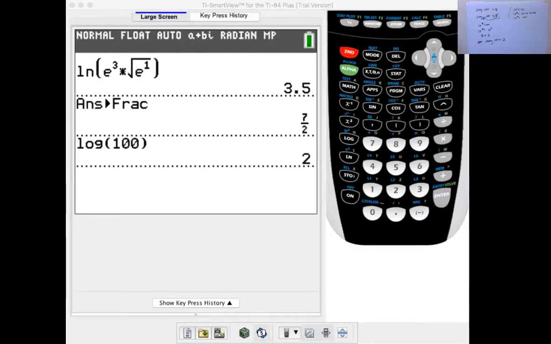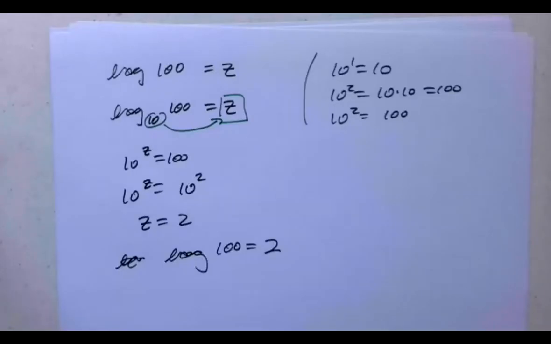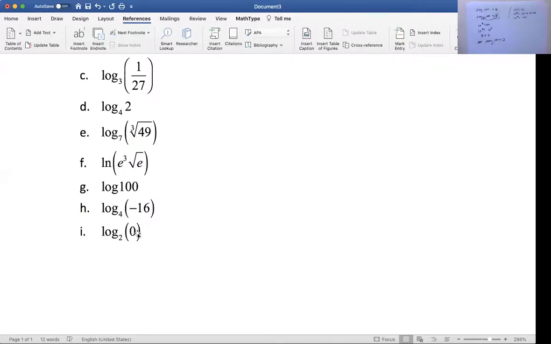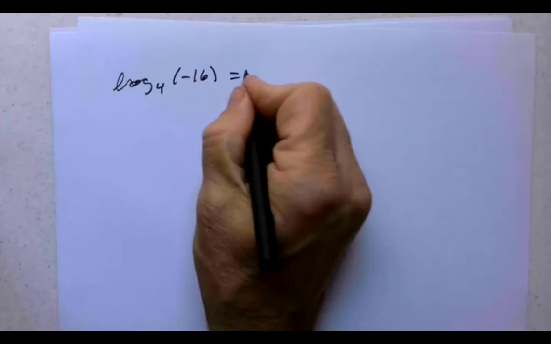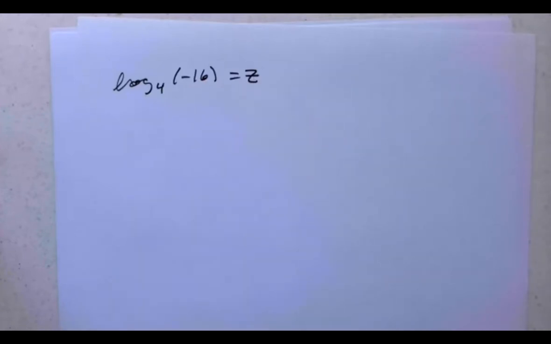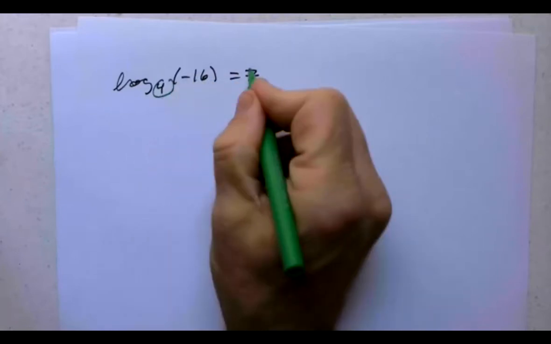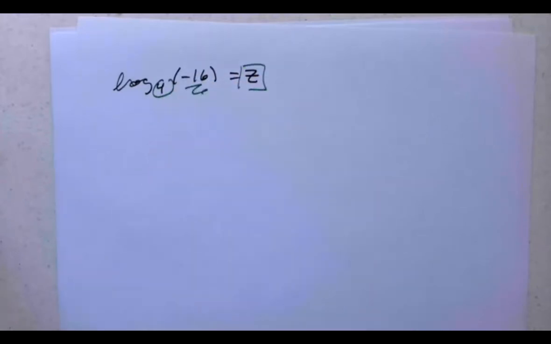All right. Our next question is log base 4 of negative 16. Let's talk about this one. Well, fine, say that equals Z. That means 4 to the Z equals negative 16.